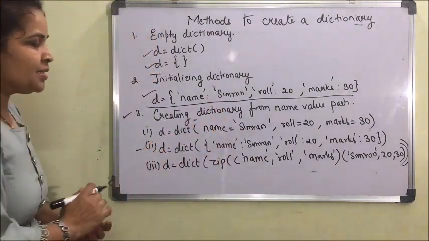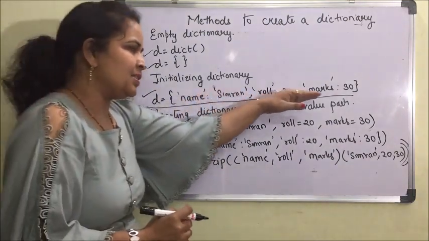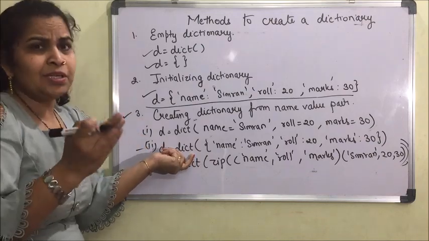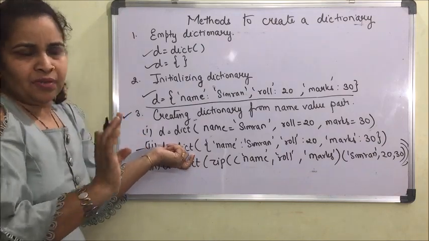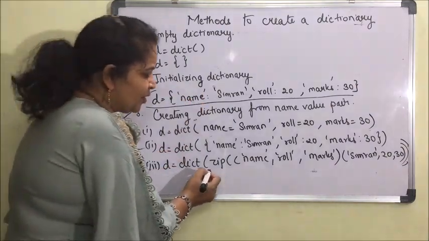So the second method is with the name value pair, as we were doing here, exactly the same, only the dictionary function is used here. That is the only difference. Otherwise, we can use this also. The next is the zip function.